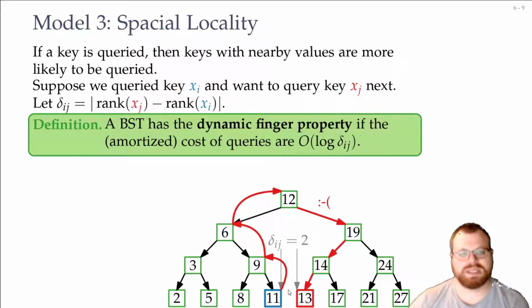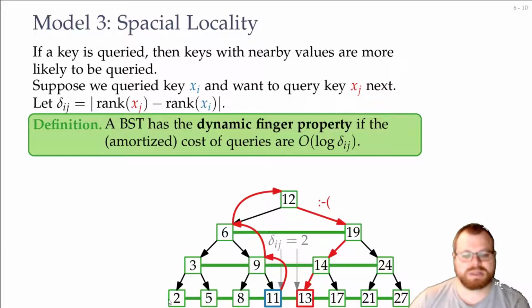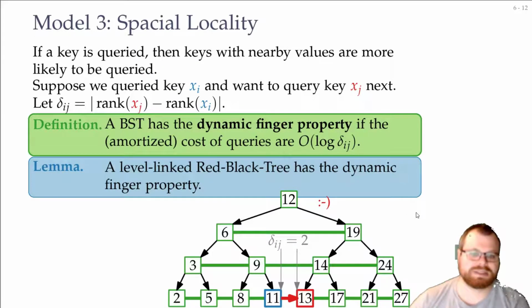But we can easily fix this by also linking the nodes of the same level. This is a so-called level-linked balanced tree. For example, a level-linked red-black tree. And if we can use these links, then we can easily go from 11 to 13, and then we can do it in constant time. And a level-linked red-black tree has the dynamic finger property as defined here.